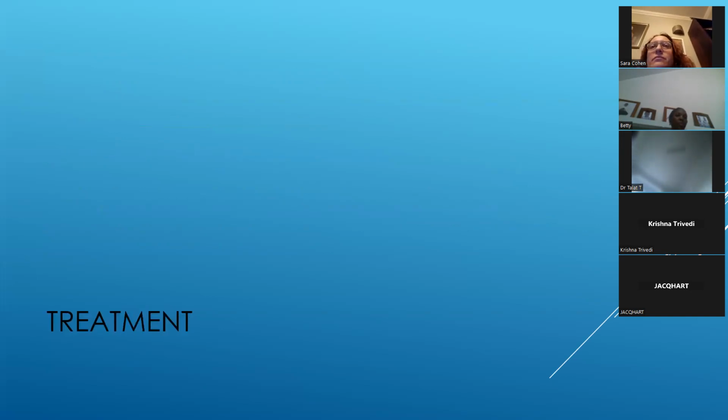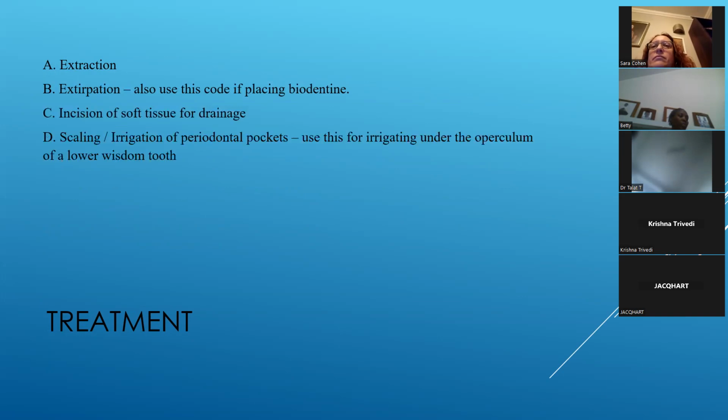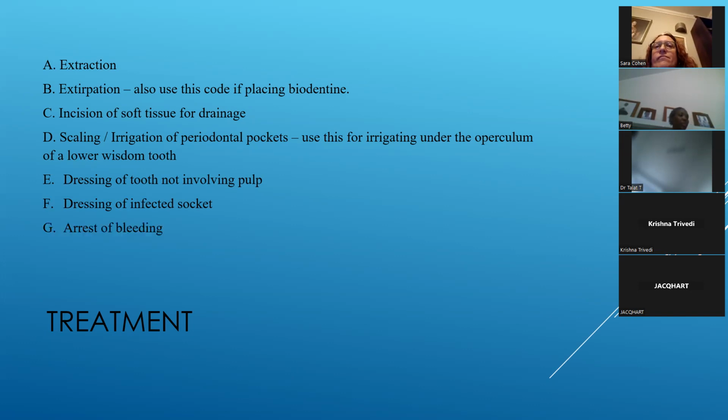Different treatments. Okay. Right, extraction, extirpation. If you're placing Biodentine, call it an extirpation for the sake of this. Incision of the soft tissue for drainage. Scaling, irrigation of pockets, whatever you do, whether you use a scaler, an ultrasonic scaler, or a syringe. And if you're irrigating under the operculum, use the same thing. Dressing not involving the pulp, or filling. Again, if the diagnosis is irreversible pulpitis or abscess, this really shouldn't be going on very often. Dressing an infected socket, Alpha-Gel, that's the thing. Lucas curette, please, as we said last week.